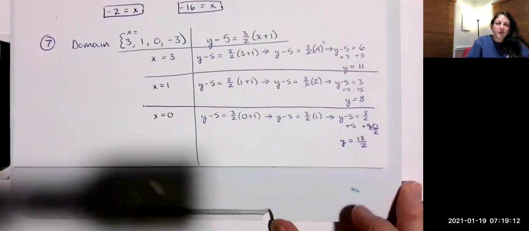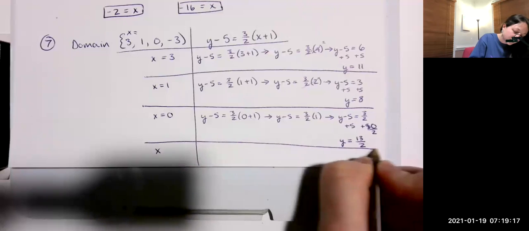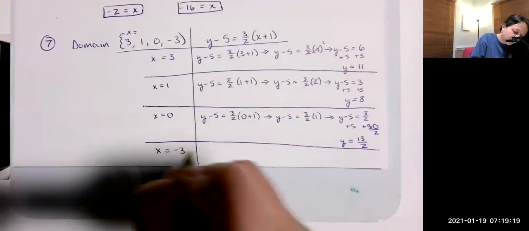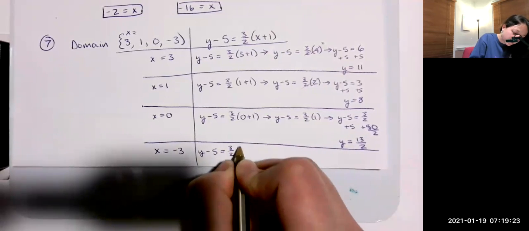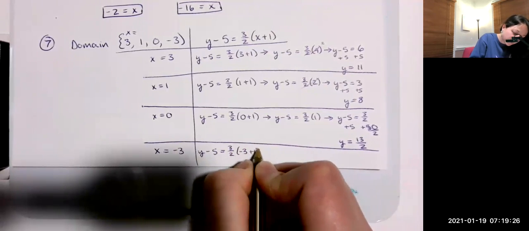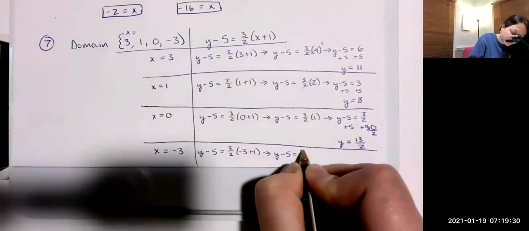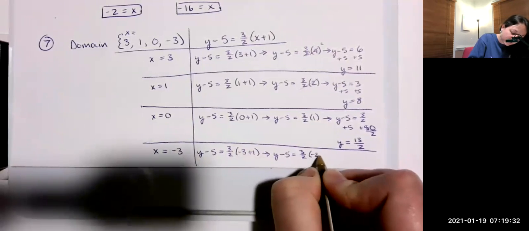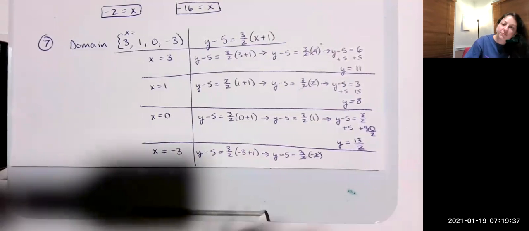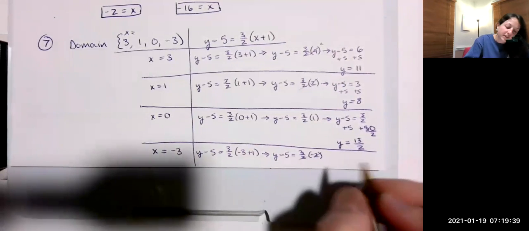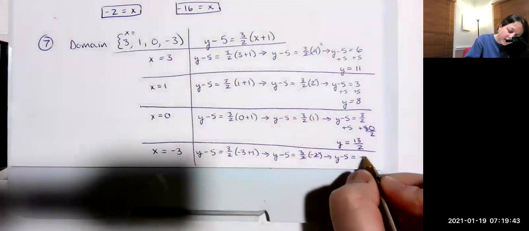All right, last but not least, -3. When x equals -3, y minus 5 equals 3 over 2 times -3 plus 1. That's going to get me y minus 5 equals 3 over 2 times -2. These two values will reduce to just leave behind a -1. That gets me y minus 5 equals -3.